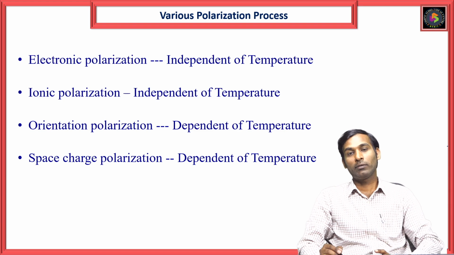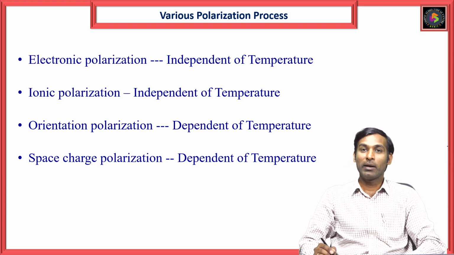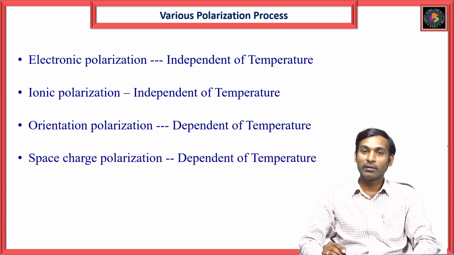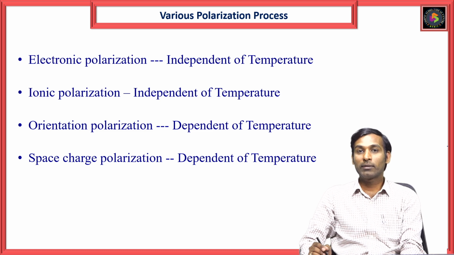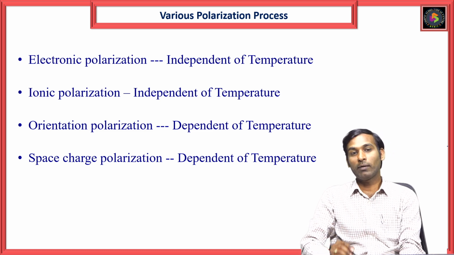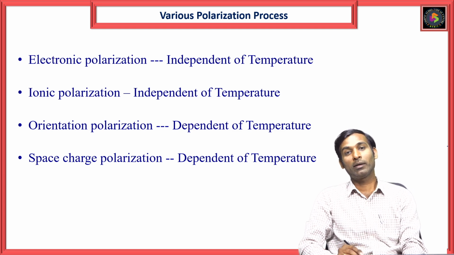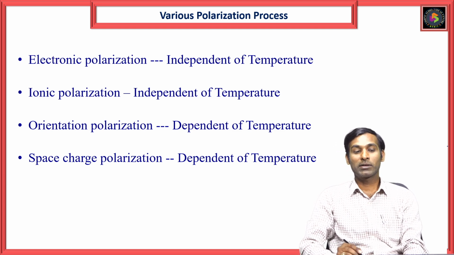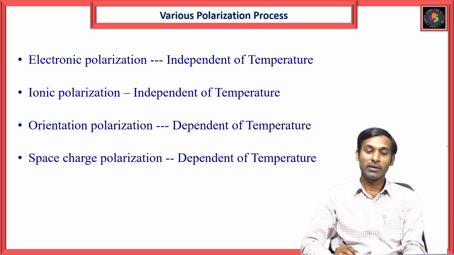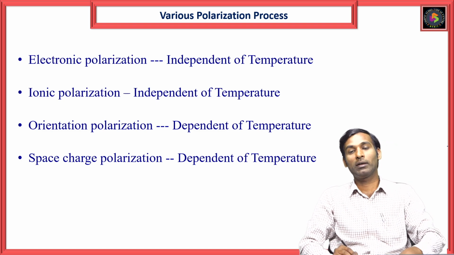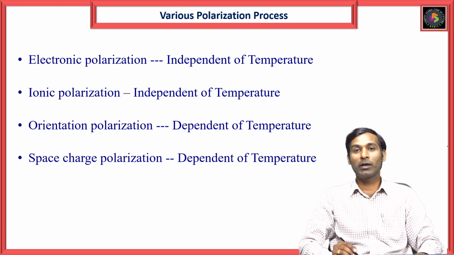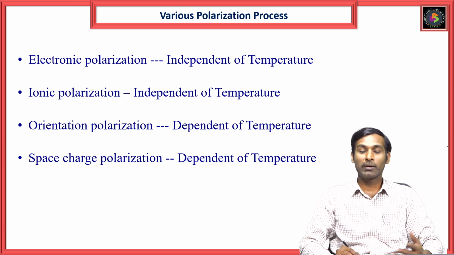The characterization of dielectric material mainly depends upon the frequency versus temperature. In this one, electronic polarizability and ionic polarizability mainly depend upon the temperature. Orientation polarization and space charge polarization mainly depend upon temperature. How can we know about the independent and dependent ones?